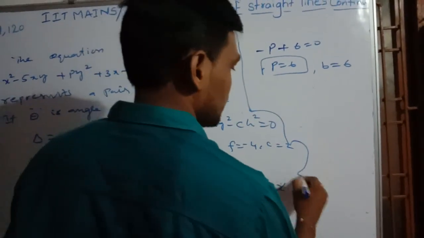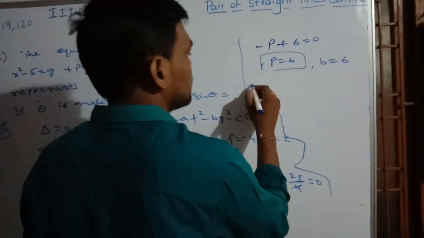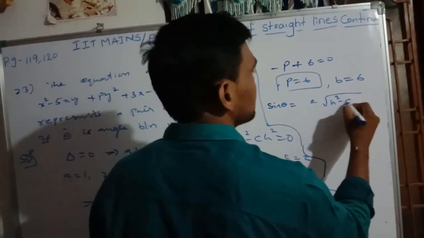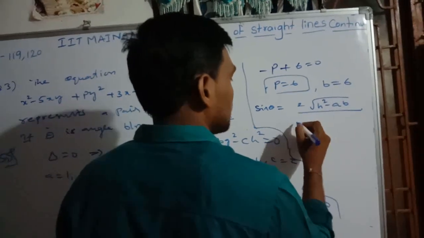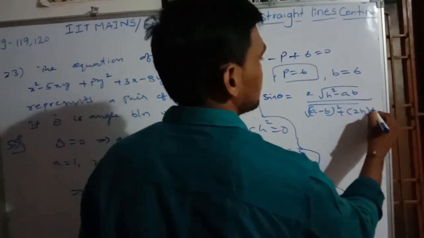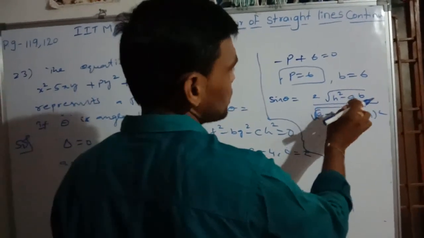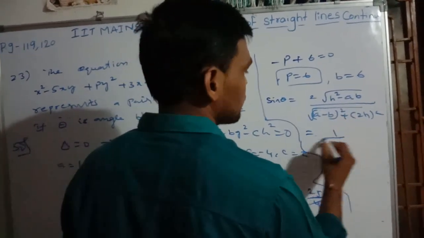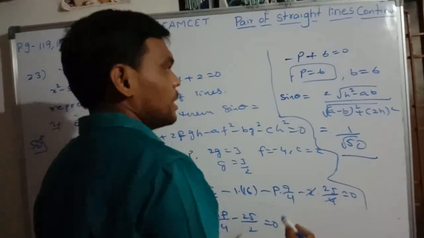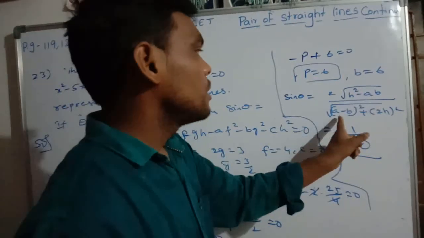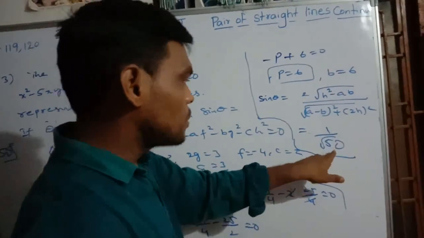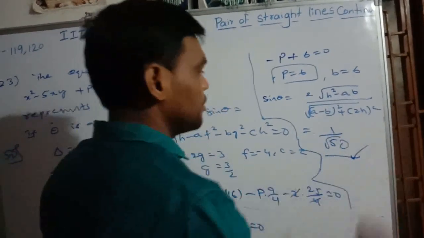Now for the angle, sin theta is equal to 2 into root of h square minus ab by root of (a minus b) whole square plus 4h square. Now substituting the values in this formula, with h, a and b all available, the answer is 1 by root 50. Okay.